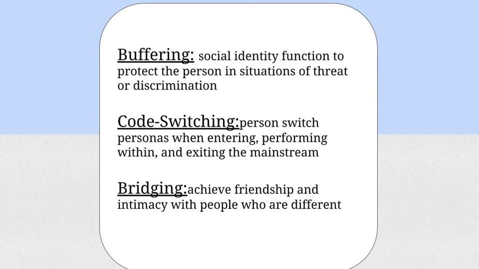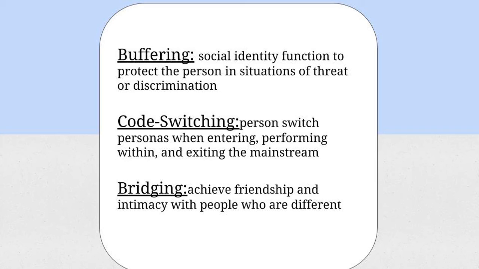This ultimately leads to what is defined as code switching, or when a person switches personas when entering, performing within, and exiting the mainstream. An example of this would be when an individual who identifies as a different race enters a white space and feels the need to change their persona to eliminate the possibility of discrimination. Another example is when an individual acts differently with individuals of their shared race or ethnicity as opposed to those who are not. This ultimately leads to what is described as bridging, so achieving friendship and intimacy with those who differ from oneself. As you can see, many individuals perform race or do race on a daily basis.